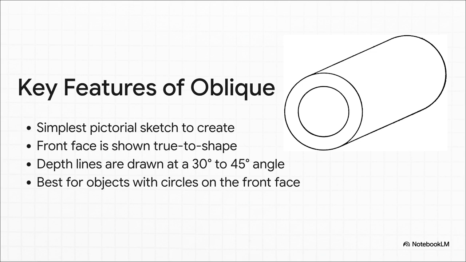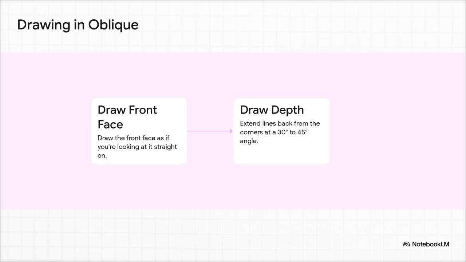So here's a pro tip. If your object has a really complicated face with lots of curves or holes, make that your front face. Trust me, it'll make your life way easier. And the process? It's honestly that simple. It's just 2 steps. Step 1, draw the front of the object like it's a totally flat 2D drawing. Step 2, from each corner, just draw parallel lines going back at an angle. And bam, you've got the illusion of depth.